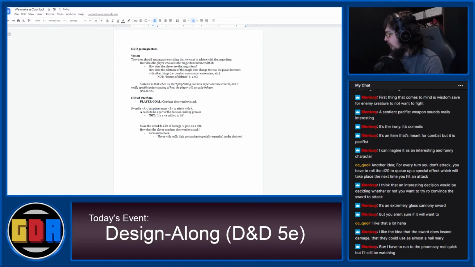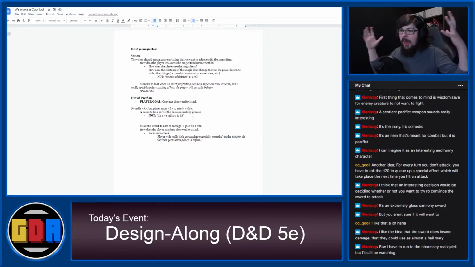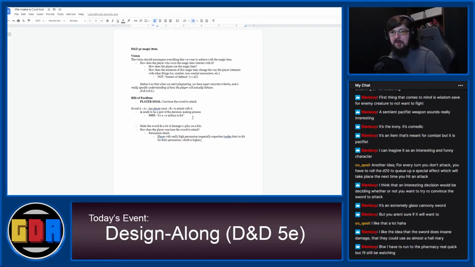Well, trade their to-hit for their persuasion, which is higher. So now you get into the sticky situation where our problem is that all that means is that the player just rolls persuasion instead of an attack. So it's just an attack, but you get better because you can have expertise in persuasion, with extra steps. And also you can use charisma, which means things like bards or, heaven forbid, a hexblade warlock are insanely powerful with the sword, or a paladin. Oh my God.